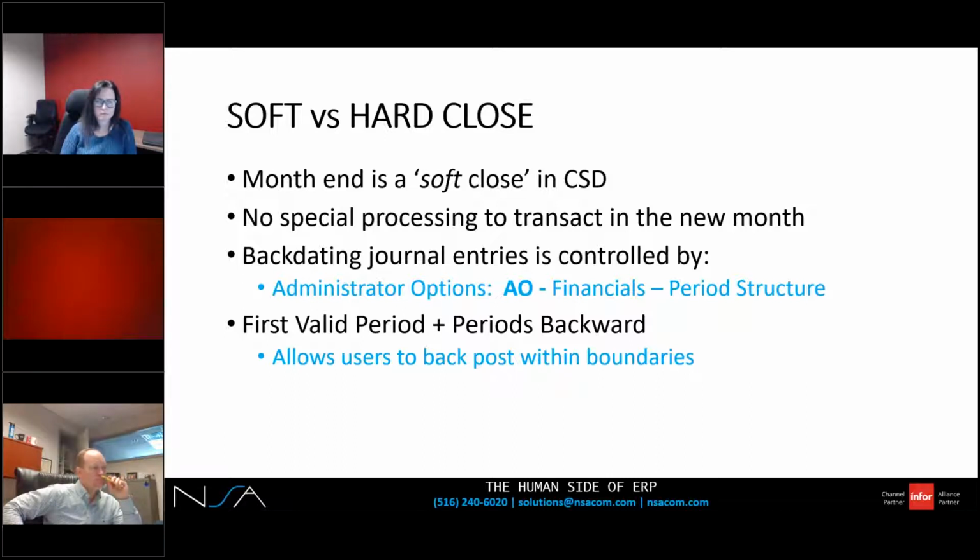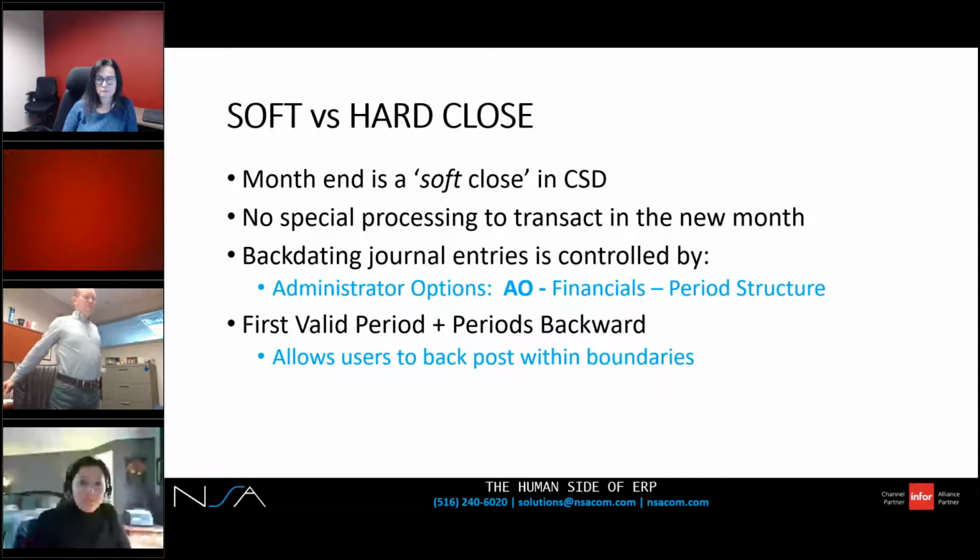Backdating of journal entries is controlled by what we call an administrator option, or an AO. And with each of these, I'm also going to be showing you the screenshots of these. So the screenshots are going to be on the next page. So backdating of journal entries is controlled by AO financials period structure. And in there we have first valid period, last valid period, periods forward, and periods backward.